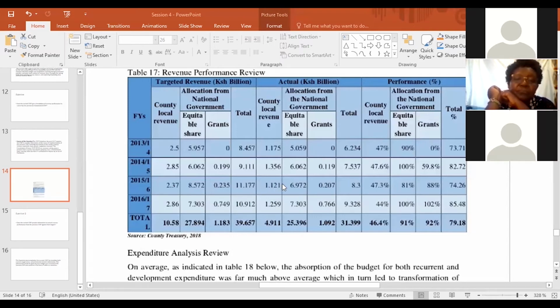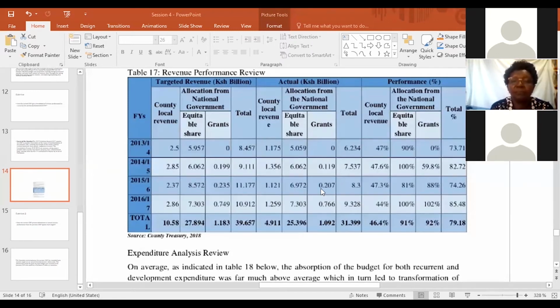Now let us see the actual allocation, the actual revenue that they got. They had stated that they are going to collect 2.37, but you can see they collected only 1.121 billion. So you can see from these figures that they hover around 1 billion. They set a higher target of 2 billion, but they end up collecting less. And then equitable share, you can see 6.972 billion. That is what they actually used. Yet they had stated that they are going to utilize 8.572, but they ended up only using 6.972.